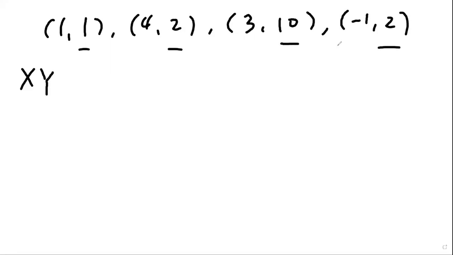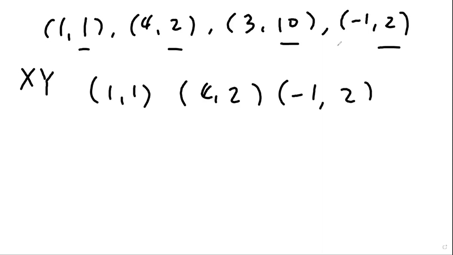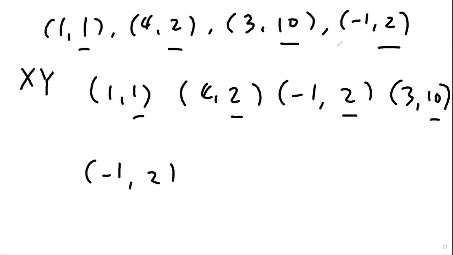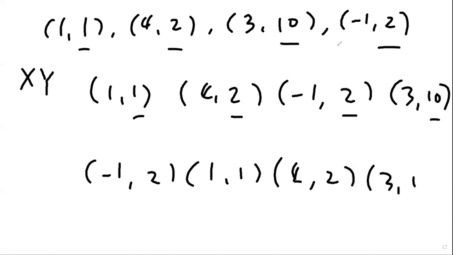So we should get 1, 1, and then 4, 2, and then -1 and 2, and then 3 and 10, right? So that Y is sorted. Then we sort by X. Sort by X, then it will be -1, 2, then 1, 1, 4, 2, and then 3, 10. Is that okay? Yes. So this is sorted by X, Y, this is sorted only by Y.